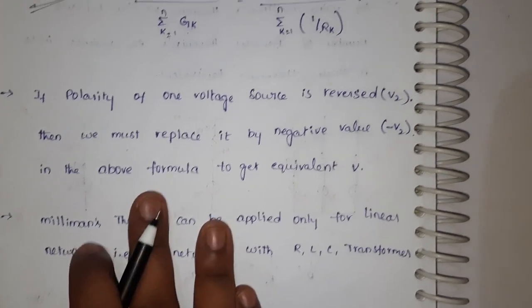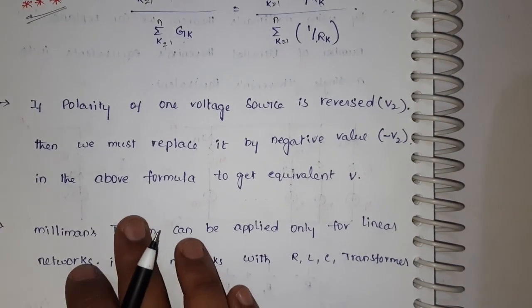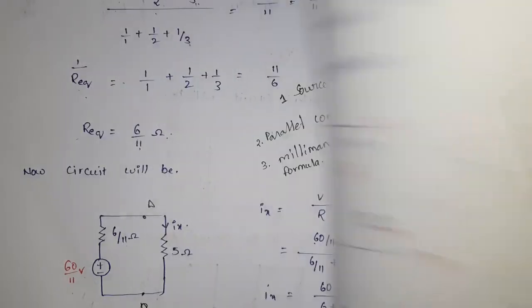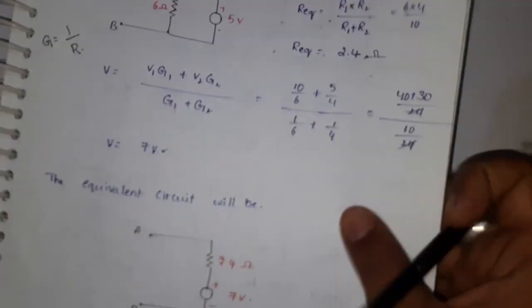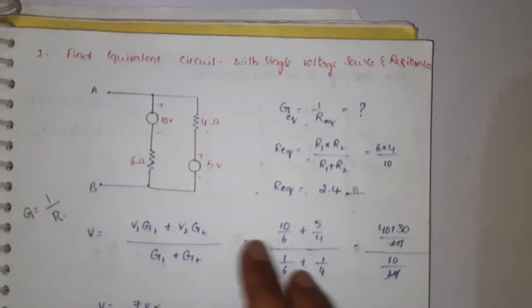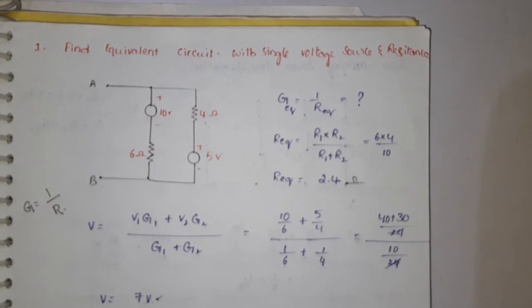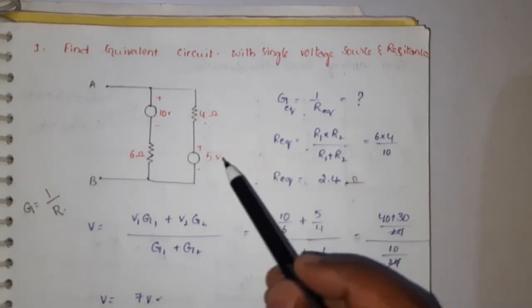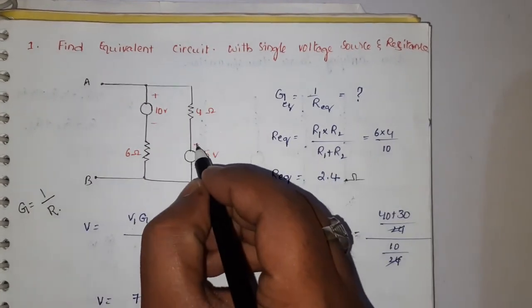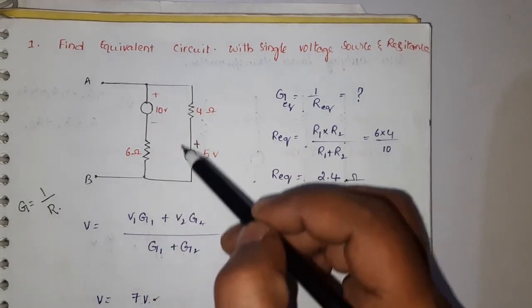Let us solve two example problems so that you can easily understand Millman's theorem. Let us move to example problem number 1. Find the equivalent circuit with a single voltage source and resistance. This is one of the previous GATE questions, and the circuit is given like this. We must check polarity before applying formulas. Both are in the same direction.